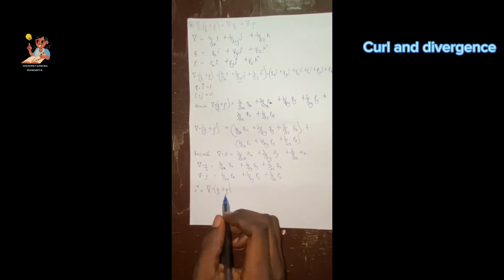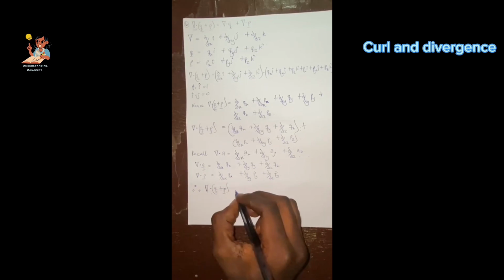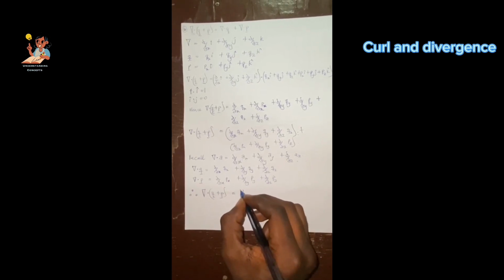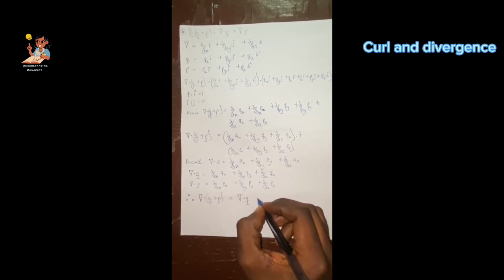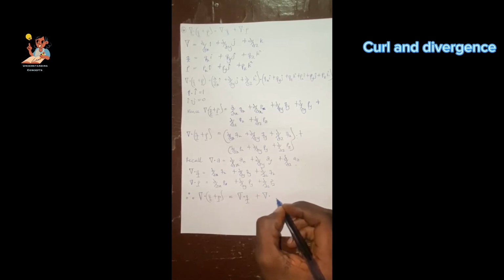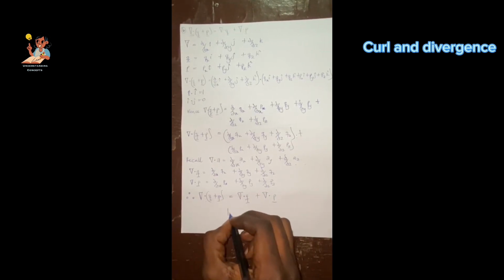Therefore this is equal to the divergence of vector field Q plus the divergence of vector field P, hence proved.